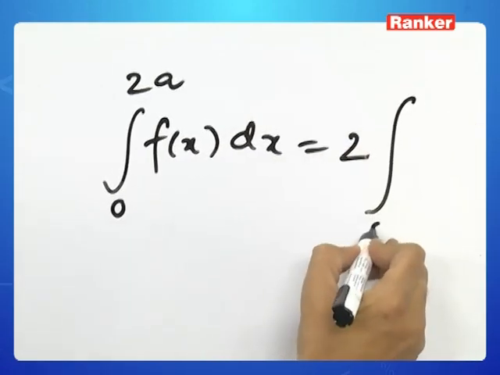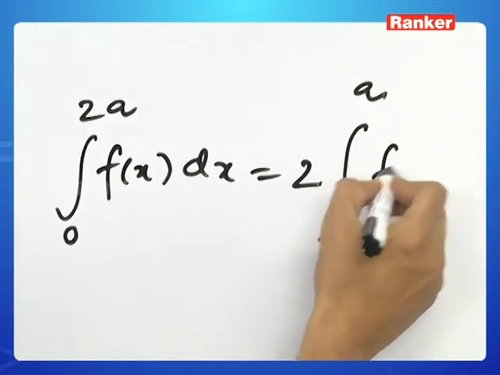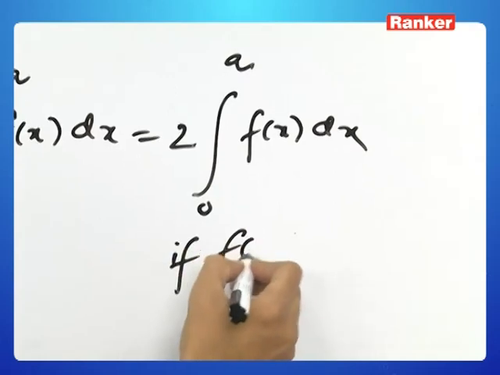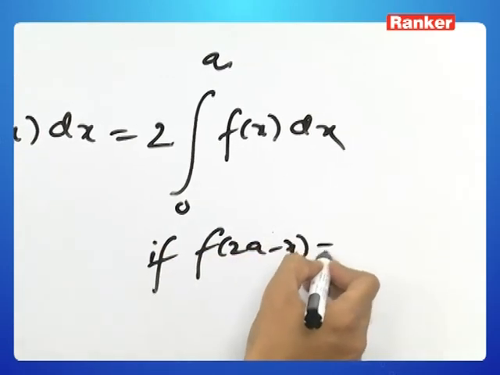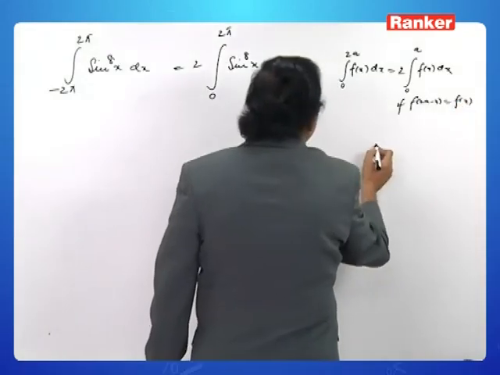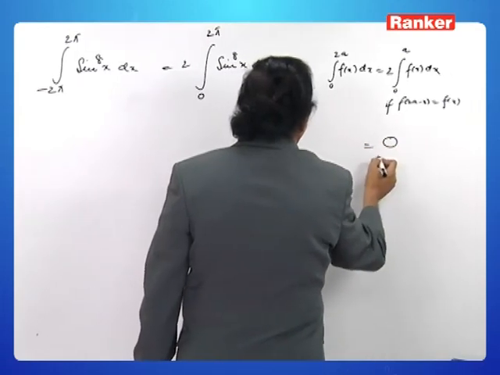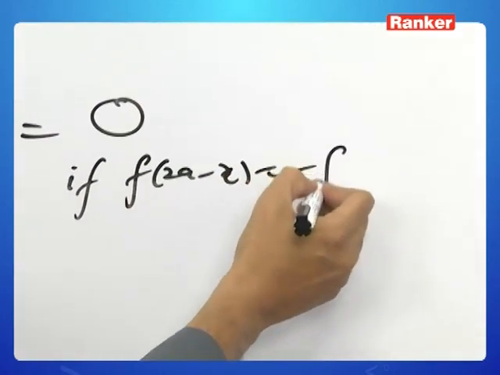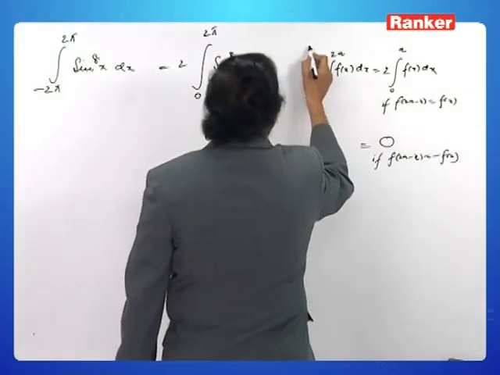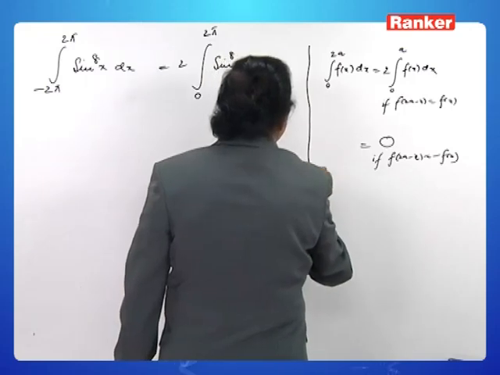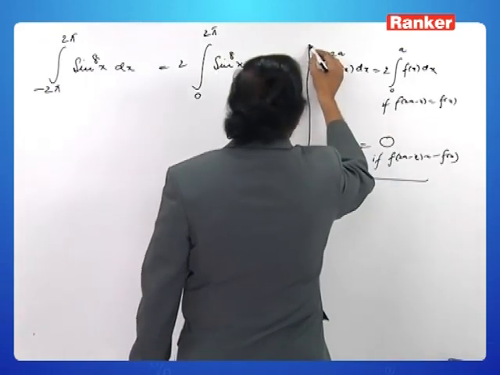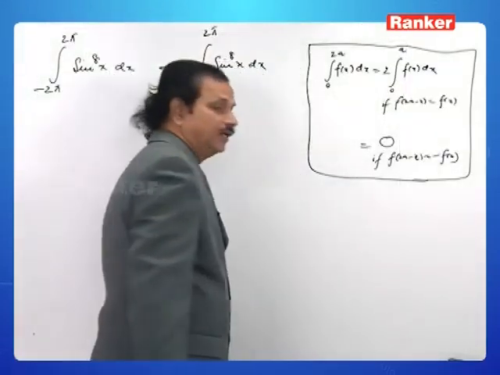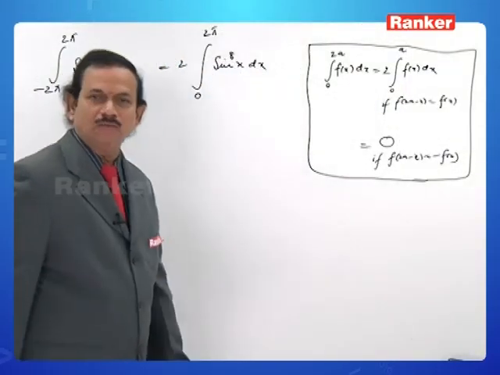2 into integral 0 to a f of x dx if f of 2a minus x is equal to f of x. Otherwise, 0 if f of 2a minus x is equal to minus f of x. This is also one of the most useful formulae. Now, it is our need now to use it.